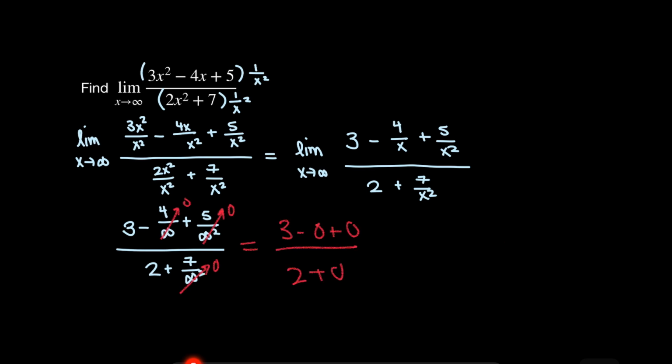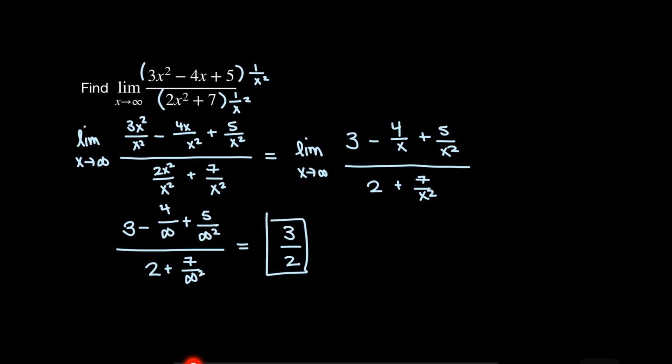So when I find this limit, in the numerator, that 4 over infinity and 5 over infinity is going to go to 0. And in the denominator, the 7 over infinity will go to 0. And all I'm left with in the numerator is the 3. All I'm left with in the denominator is the 2. And so this limit is equal to 3/2.